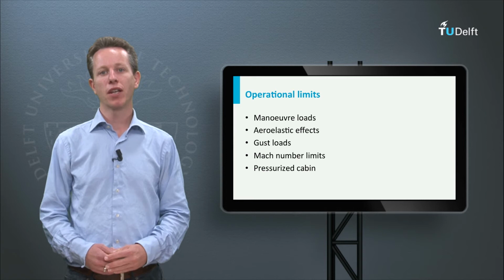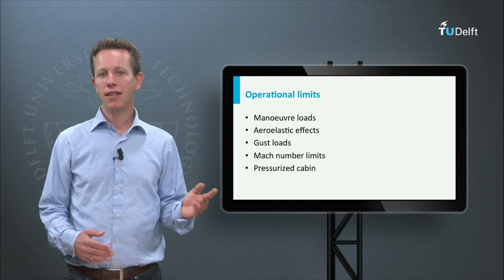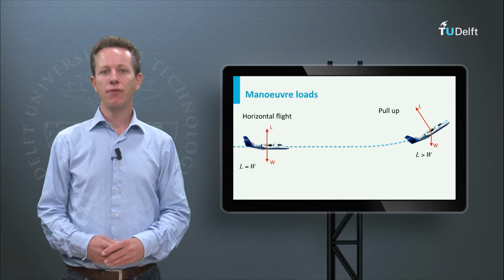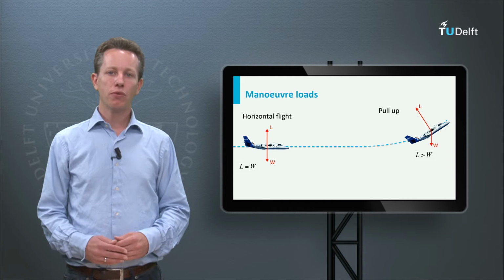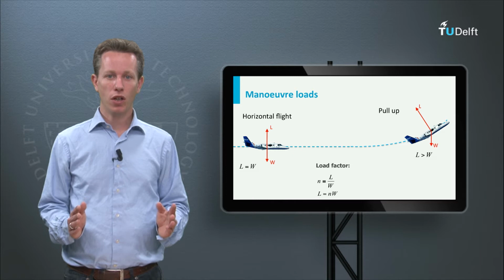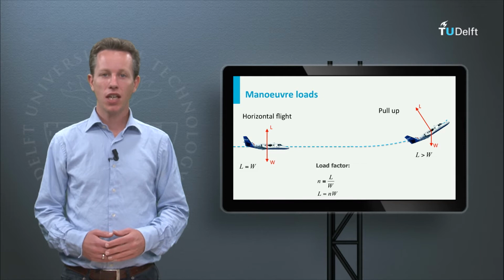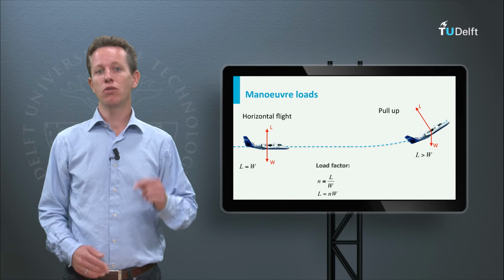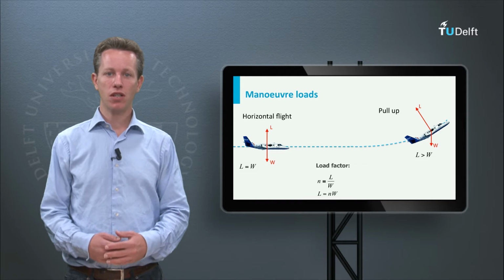During any flight, the pilot will intentionally perform maneuvers. Whilst performing a maneuver, the lift will either be larger or smaller than the aircraft weight. Now, the ratio of lift divided by weight is what we call the load factor. Whenever n equals 1, such as in cruise flight, the pilot feels the normal gravitational forces. If n is larger than 1, then the aircraft is accelerated perpendicular to the flight path. For the pilot, this feels as if the gravitational force is increased. This is why the load factor is expressed in g-forces.